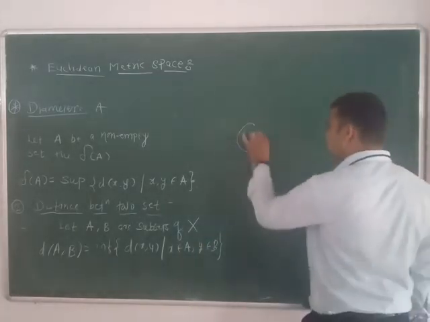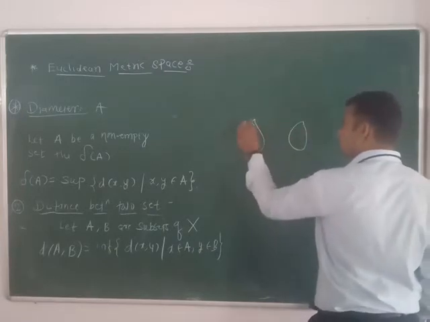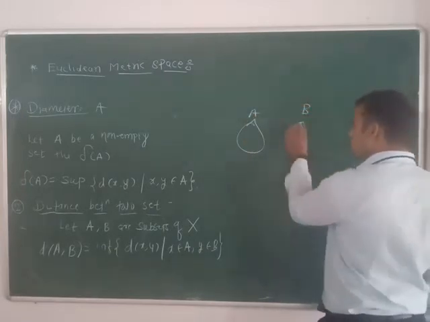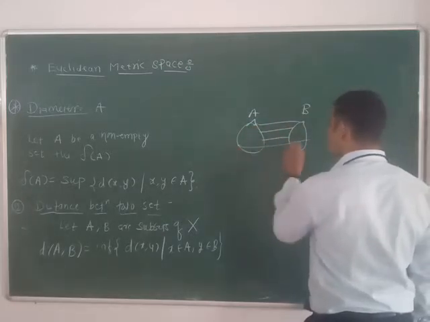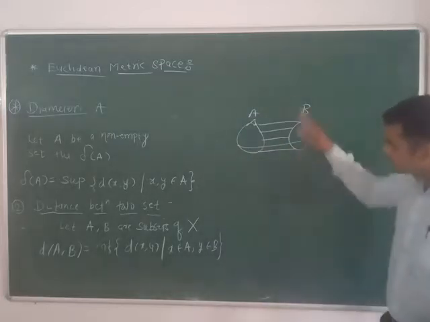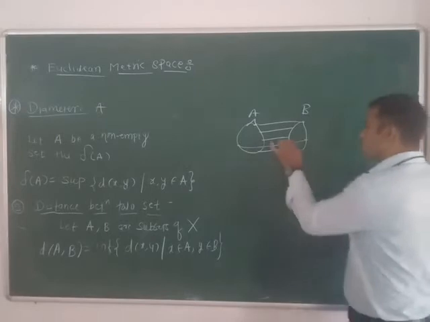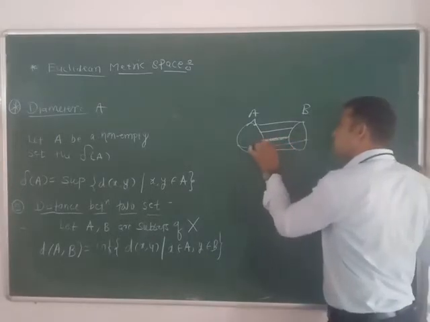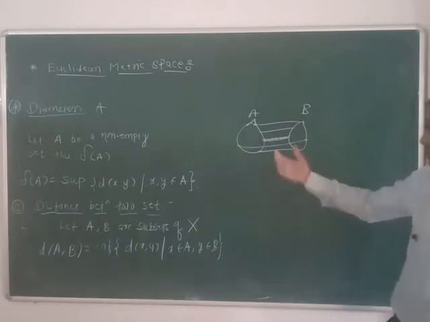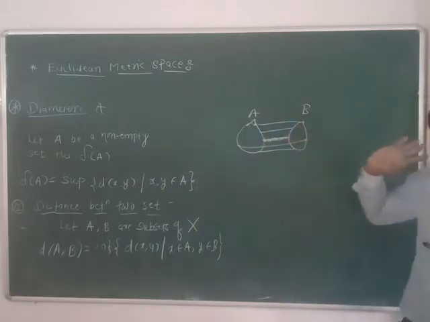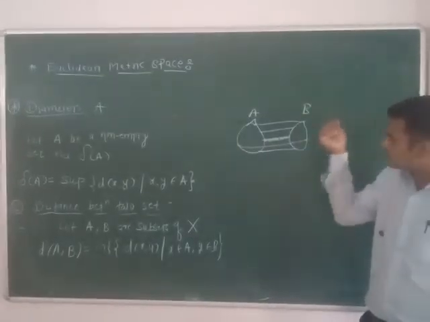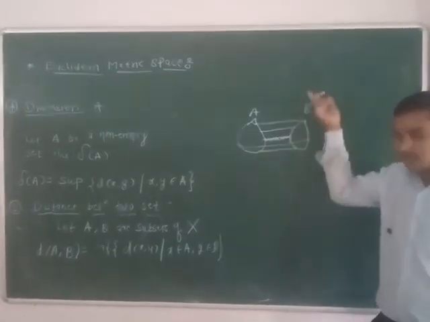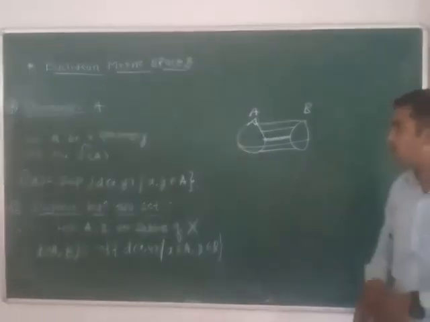Suppose these are the two sets, this is set A, this is set B. Then there are several distances between these points, isn't it? Among these distances, whichever is the minimum, that is the minimum distance among all the distances. Then this is the distance between these two sets A and B. Whenever there is the concept of distance, we take the minimum one. So the distance between A and B is the minimum distance between the points of the sets A and B.